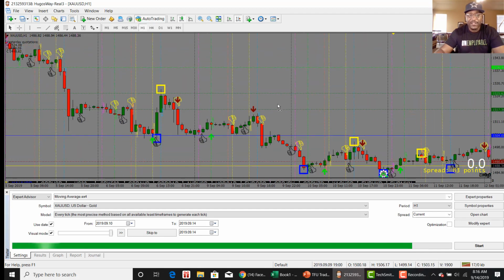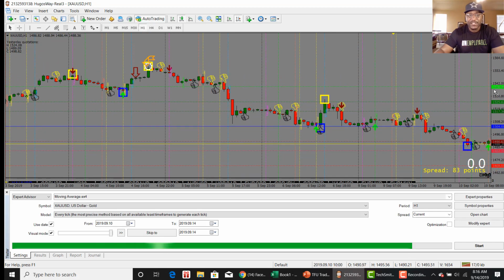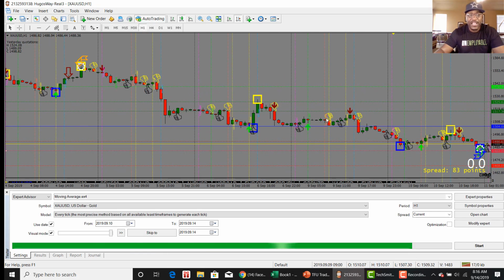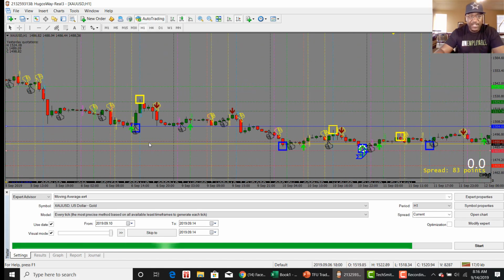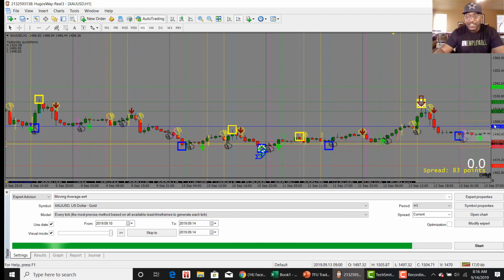So if you go back, you'll notice you don't see them as much. The last time you caught a trade was back here on the 4th. You didn't have a trade on the 5th. You didn't have a trade on the 6th. You didn't have a trade on the 9th. Your next trade came on the 10th.